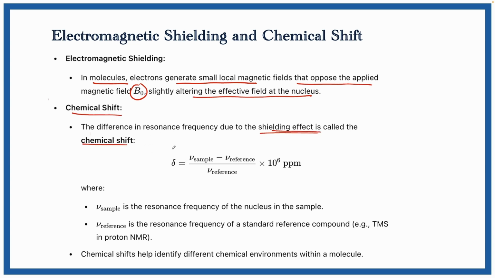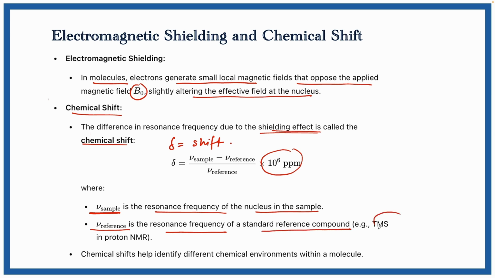The formula for chemical shift is delta, which is the shift. It equals (ν of sample minus ν of reference) divided by ν of reference, times 10 to the power 6 ppm, where ν of sample is the resonance frequency of the nucleus in the sample and ν of reference is the resonance frequency of the standard reference compound, that is TMS, in proton NMR. Chemical shift helps identify different chemical environments within a molecule.